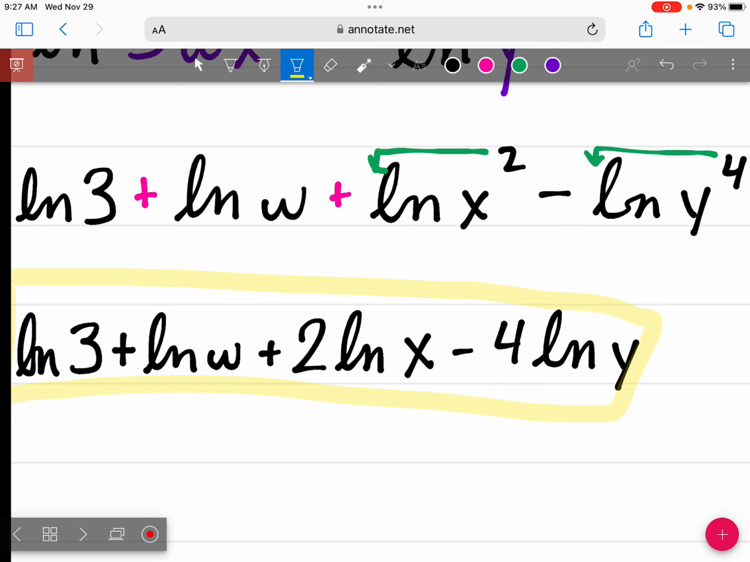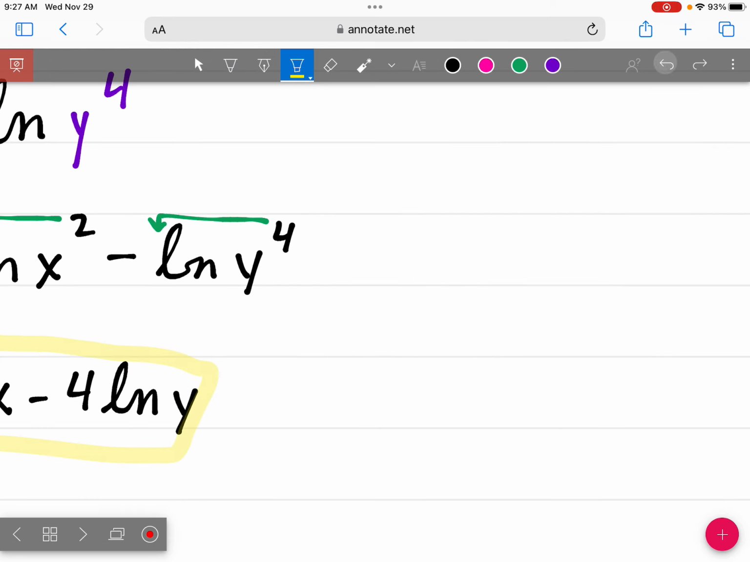Okay. How are we feeling on our expanding stuff? Not too bad. It's just kind of tedious once we get the hang of it. They get long though. Next one gets real long.